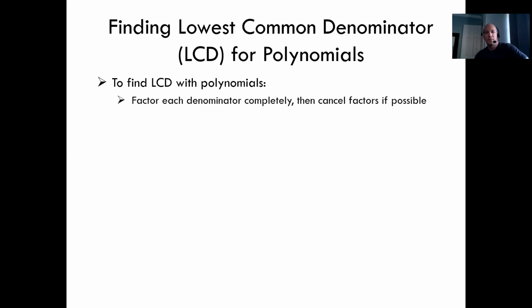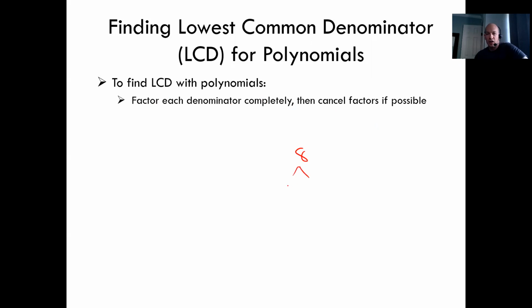Okay, so let's have a look at the lowest common denominator for polynomials. We talked about that a little bit, but it's going to get just a little more general right now. So to find the lowest common denominator with polynomials, we're going to want to factor each denominator completely and then cancel factors if possible.